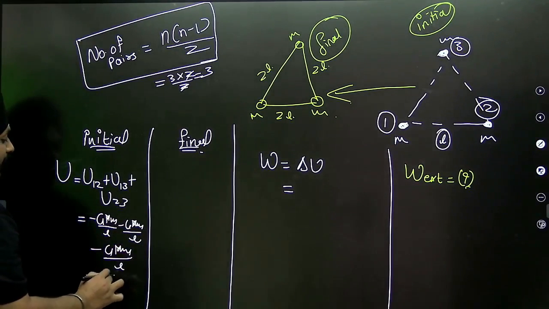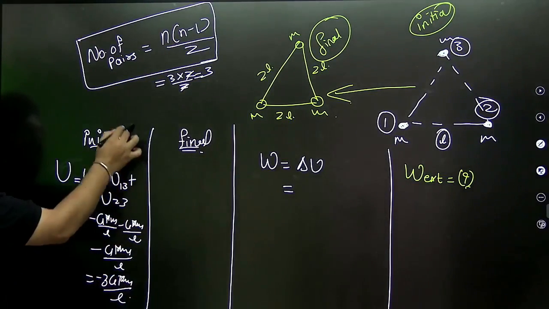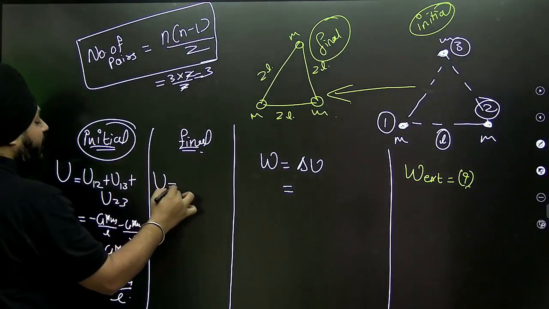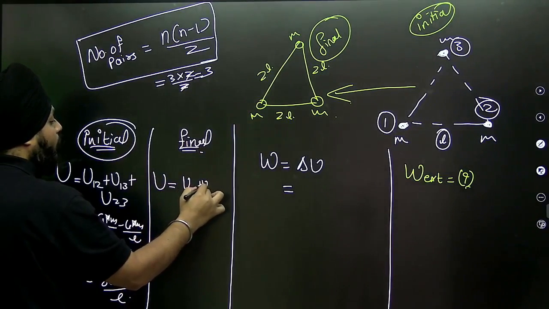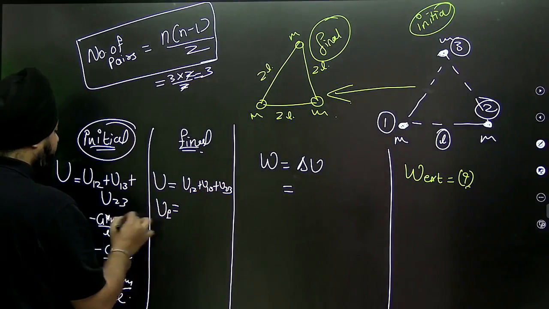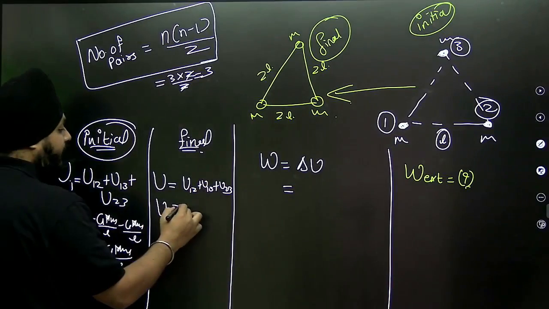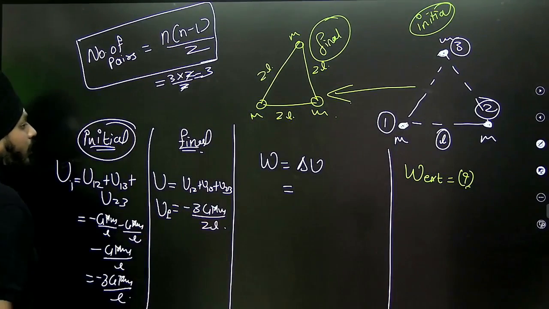So it's negative of 3G capital M small m whole divided by L. This is the initial potential energy. Final potential energy, again 3 objects, 3 pairs: U12, U13, U23. So this is initial, and final will be negative 3G capital M small m whole divided by 2L.